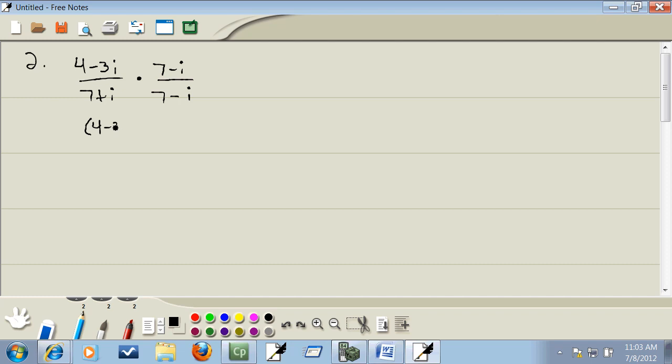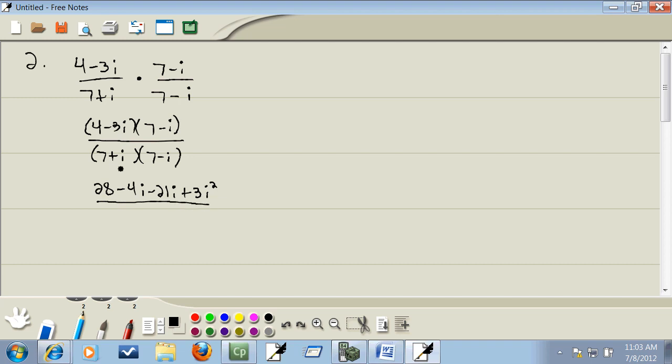So then we got 4 minus 3i times 7 minus i over 7 plus i times 7 minus i. Well, up on top, 4 times 7 is 28. 4 times negative i is negative 4i. Negative 3i times 7 is negative 21i. Negative 3i times negative i gives us a positive 3i squared.